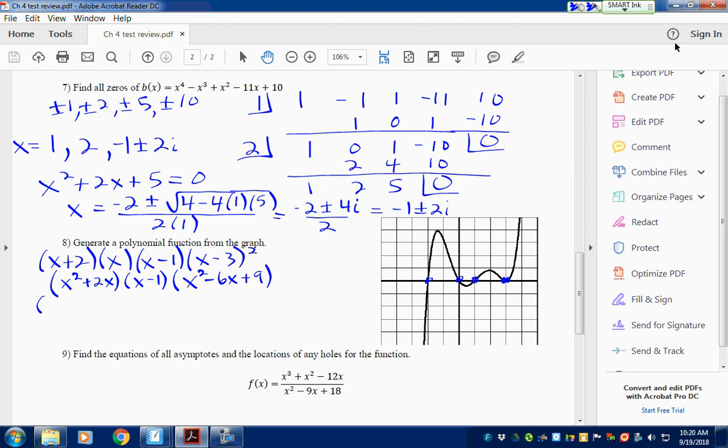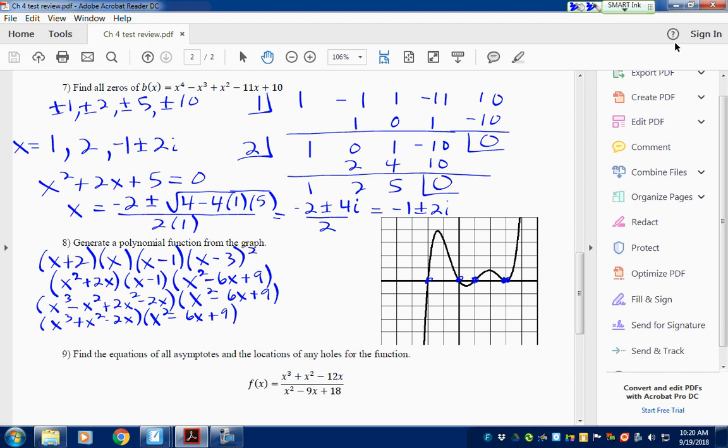That's x squared times x is x to the third. X squared times negative 1 is minus x squared. 2x times x is plus 2x squared. 2x times negative 1 is minus 2x. And I've still got this guy over here, x squared minus 6x plus 9. Looks like I can turn this into a trinomial: x cubed plus x squared minus 2x. And I'm going to multiply that by x squared minus 6x plus 9.